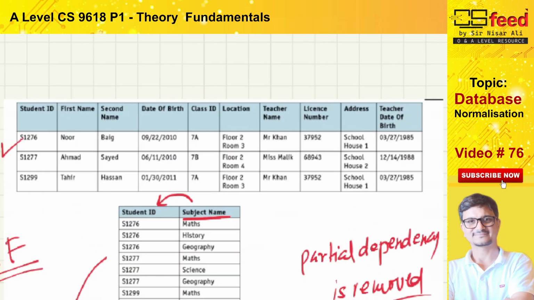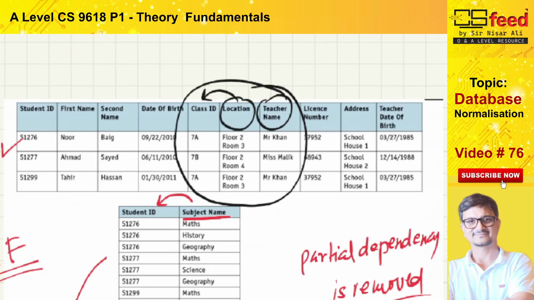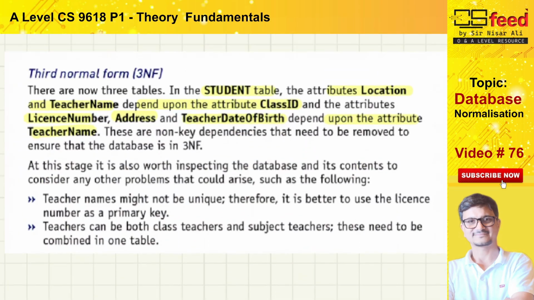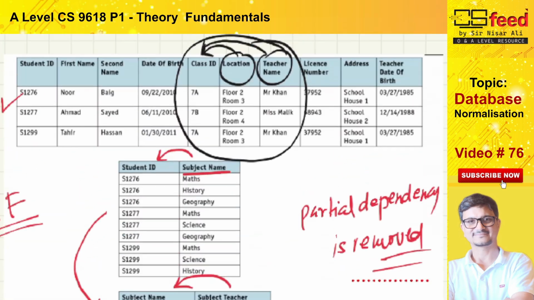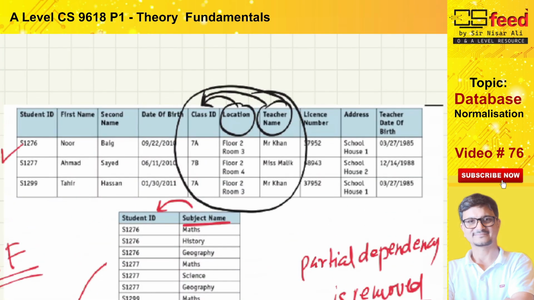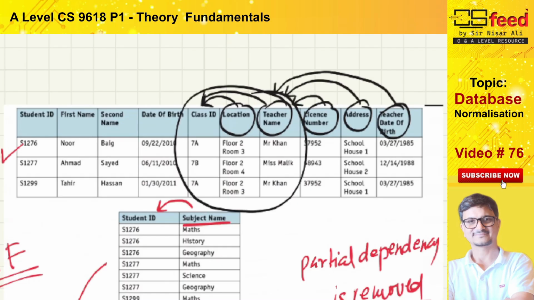So the location and the teacher name depend on the class ID. They both depend on the class ID. All right. And the second point here is that the attributes license number, address, and teacher date of birth depend upon the attribute teacher name. Teacher date of birth, address, and the license, they depend upon the teacher name. I'm sure I'm not messing up, making the things clear.